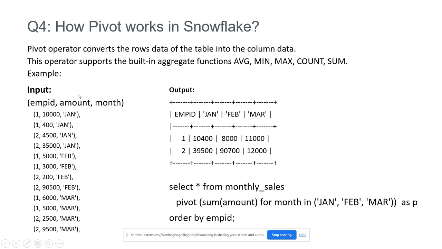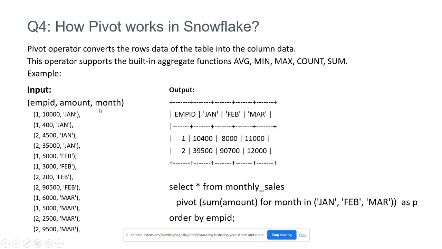Suppose first, let's see what is pivot. The pivot operator converts the rows data of the table into column data. So pivot is an operator. It will convert the rows data into columns data. This operator supports built-in aggregate functions, so after aggregating the rows, it will convert the rows into columns. What are the aggregations supported by this pivot? Average, minimum, maximum, count, and sum. All these functions are supported by this pivot operator.